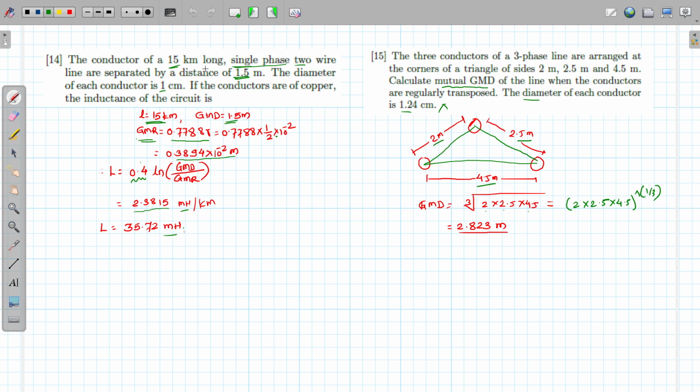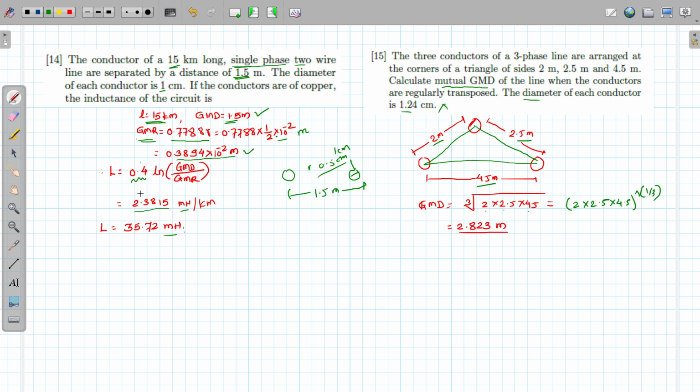The conductors of a 15 kilometer long single phase 2 wire line are separated by 1.5 meter. The diameter of each conductor is given as 1 centimeter, so obviously the radius is 0.5 centimeter, and the length of the line is given as 15 kilometers. So GMD is equal to how much? It is the distance between the conductors, that is 1.5 meter. GMR is 0.7788 R, where R is 1 by 2, because diameter is 1, so 0.5 is your radius. It is 10 raised to minus 2 to convert into meter. So this will give you the GMR.